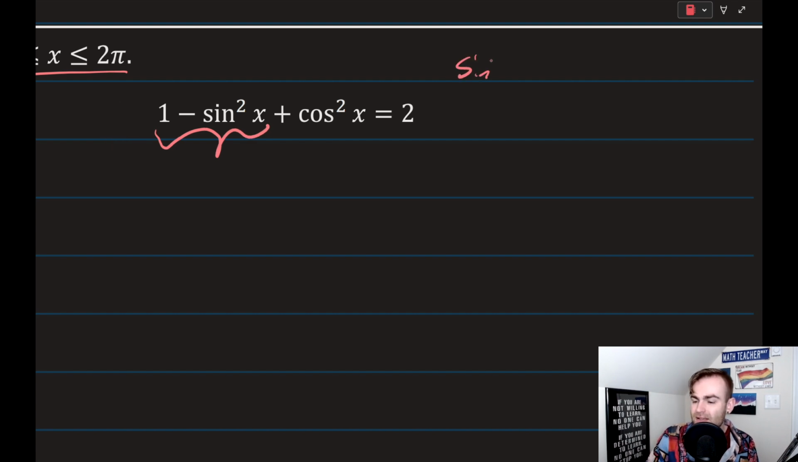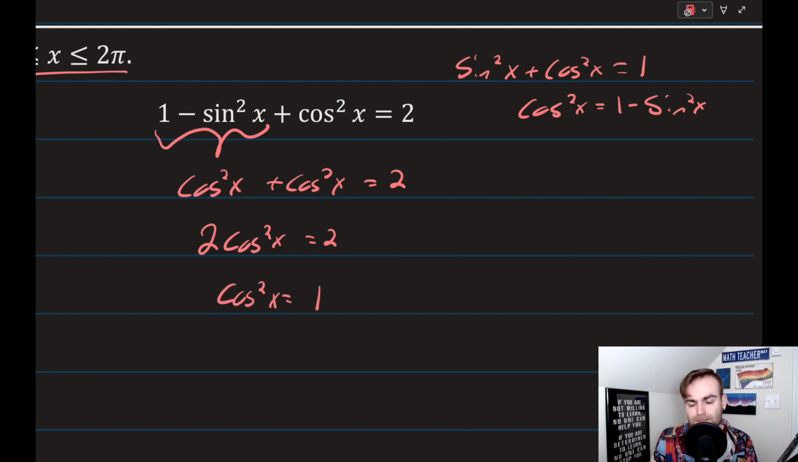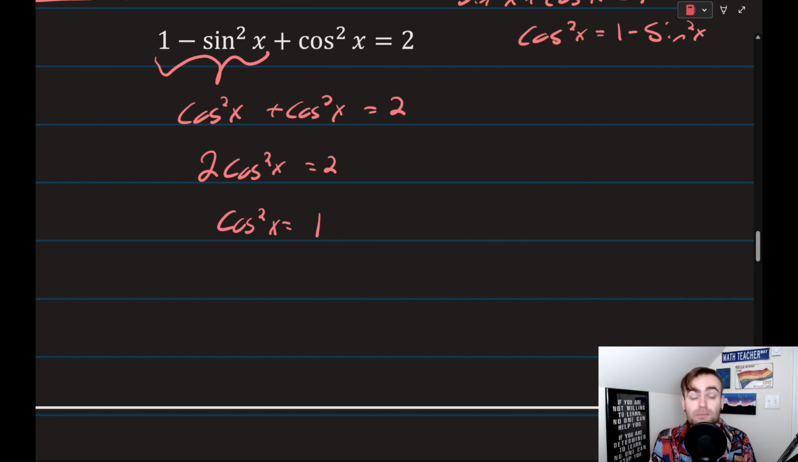We have sine squared x plus cosine squared x is equal to 1. So that means that cosine squared x is equal to 1 take away sine squared x. So this whole piece becomes cosine squared x. Well, cosine squared plus cosine squared is 2 cosine squared. So cosine squared x is equal to 1. Remember, when you take the square root, positive or negative. So cosine x is equal to positive or negative 1.